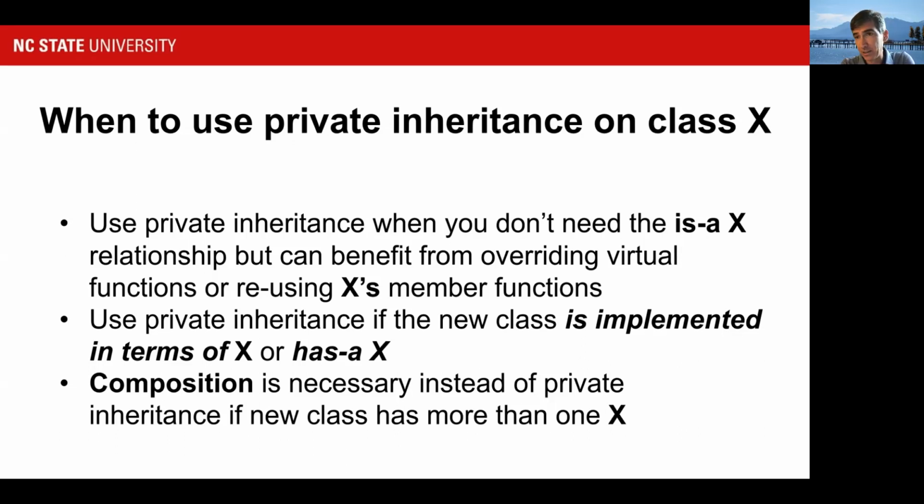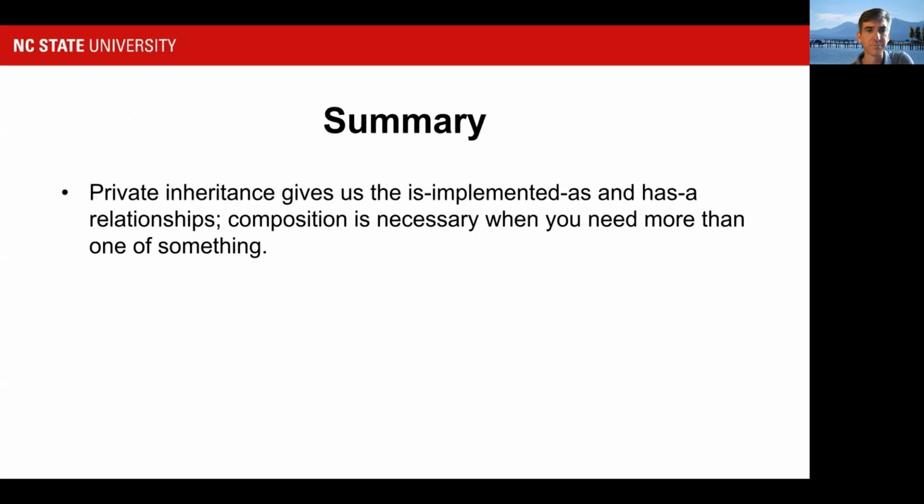In my experience, private inheritance shows up a lot less frequently than public inheritance. And so a lot of the time, you're going to decide private inheritance isn't right. But every now and then it makes a lot of sense, like with the queue privately inheriting from the list, or the stack privately inheriting from the list.